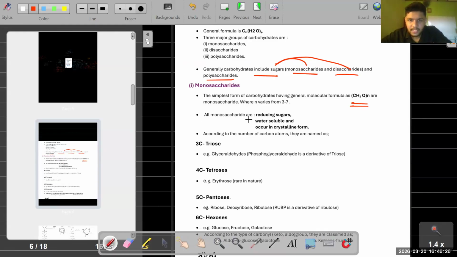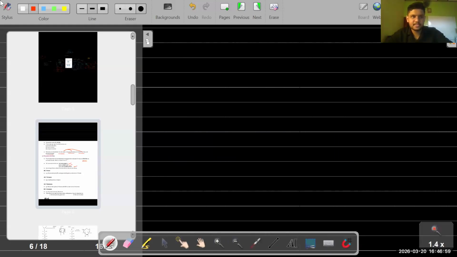All monosaccharides have these three characteristic features. All monosaccharides are reducing sugars, water soluble, and crystalline in form. Now you can understand water soluble, right? It dissolves in water completely. Crystalline means, normally just think about sugar. Sugars have a crystal shape, right? I'll explain what a reducing sugar is. You can understand those 2 points, water soluble and crystalline form. Can you understand those two? Clear, right?